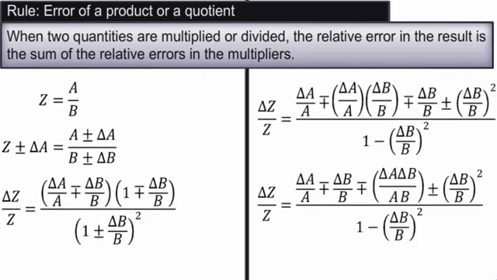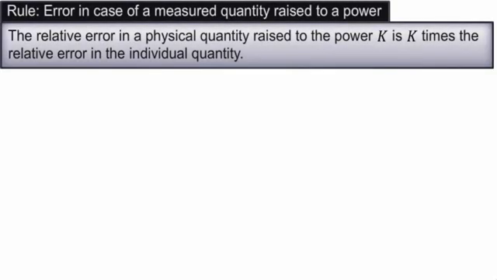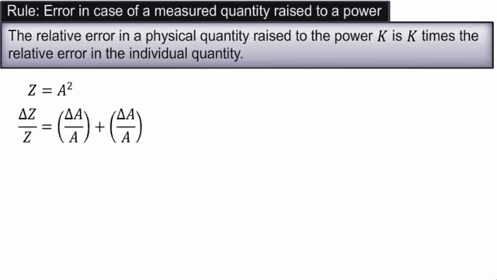The relative error in a physical quantity raised to the power k is k times the relative error in the individual quantity. If Z = A², then ΔZ/Z = ΔA/A + ΔA/A = 2 × ΔA/A. Hence, the relative error in A² is twice the relative error in A.